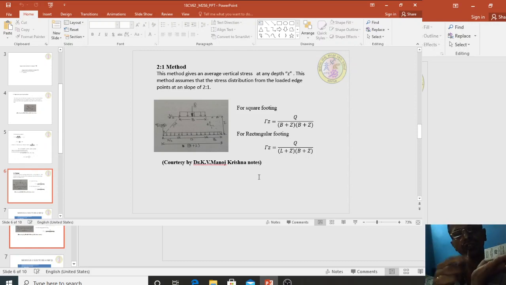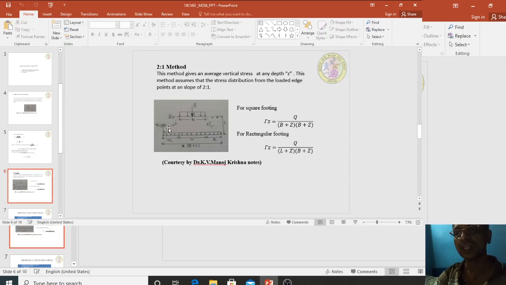So how the stress distribution takes place: from here at a slope of 2:1 this side, and from here at a slope of 2:1 this side. What is 2:1? 1 horizontal to 2 vertical, that is the sloping angle at which stress distribution takes place. So how to calculate stress due to application of load? Let Q be the load we are applying on a footing of width B. Let us consider stress at point Z.